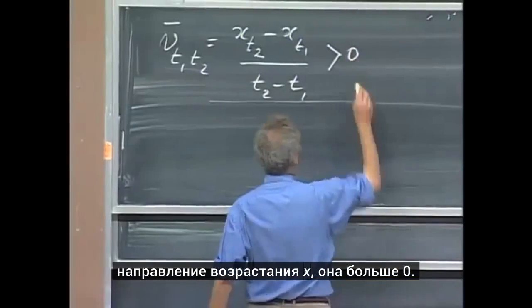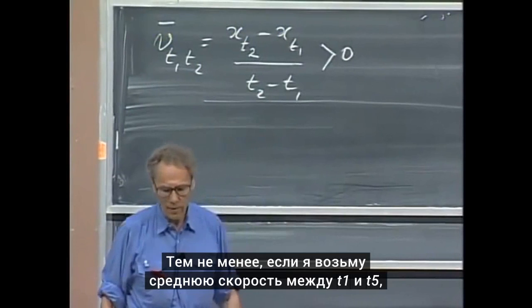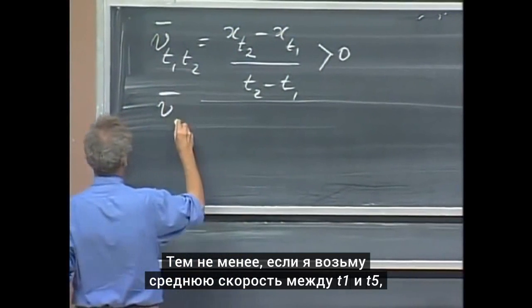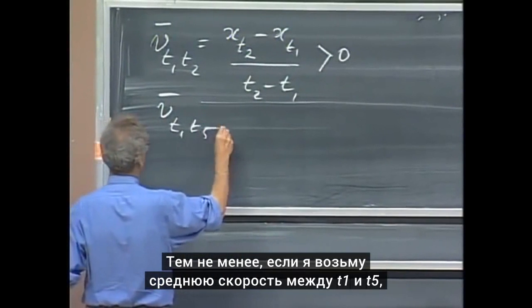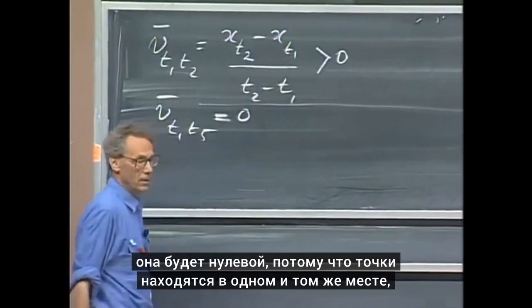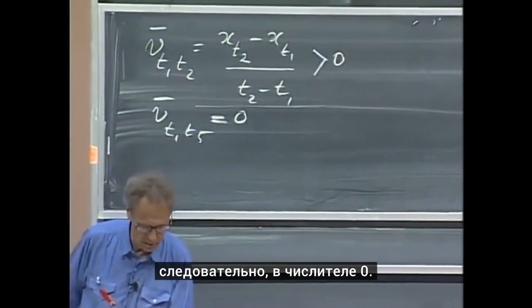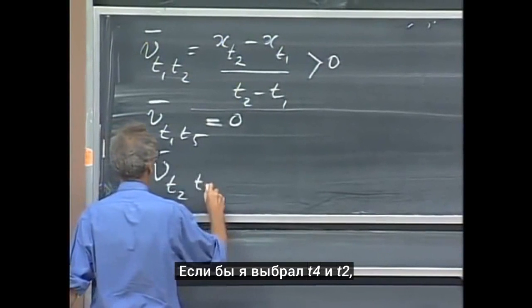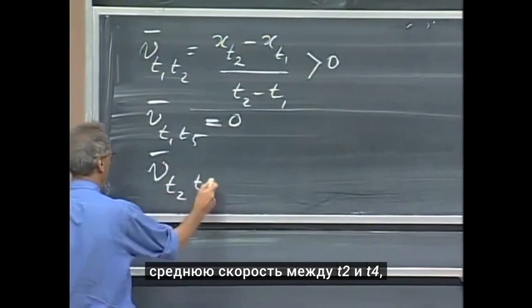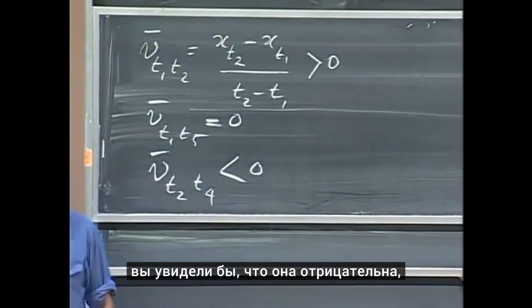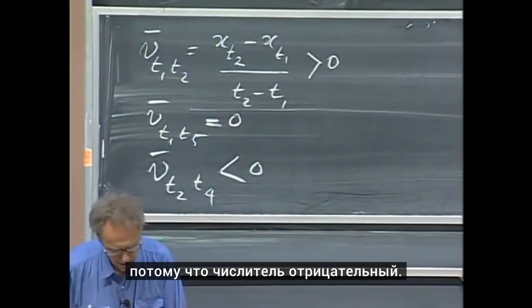is larger than 0. However, if I take the average velocity between t1 and t5, that would be 0 because they are at the same position. So the upstairs is 0. If I had chosen t4 and t2, average velocity between time t2 and t4, you would have seen that that is negative because the upstairs is negative.